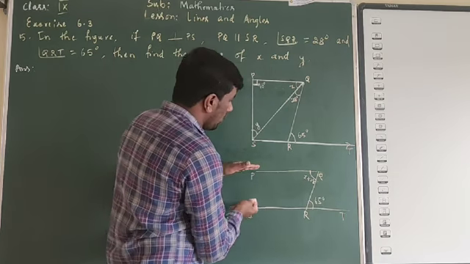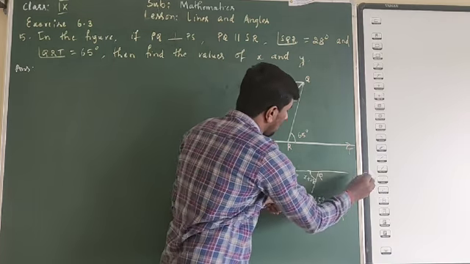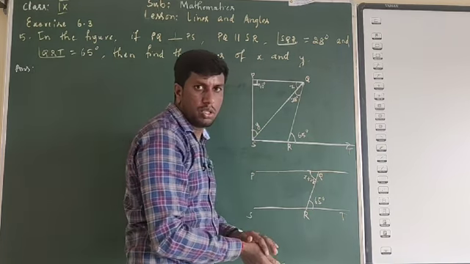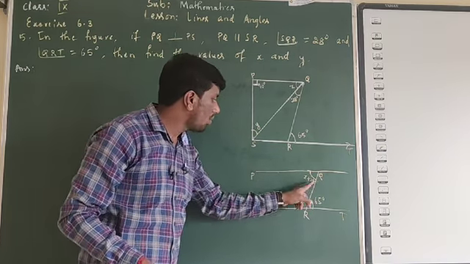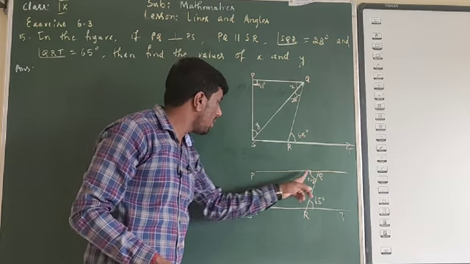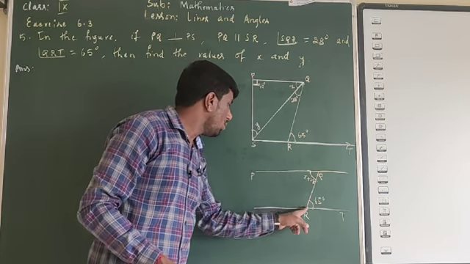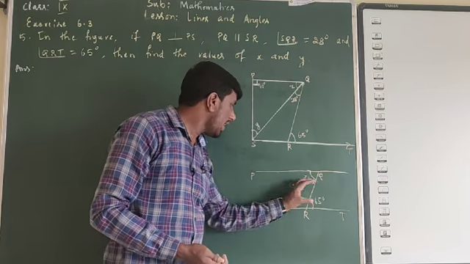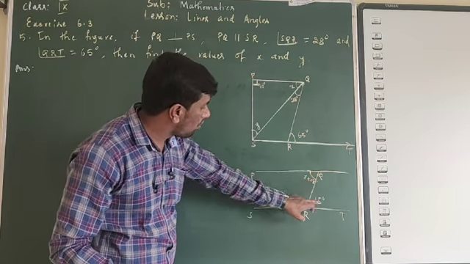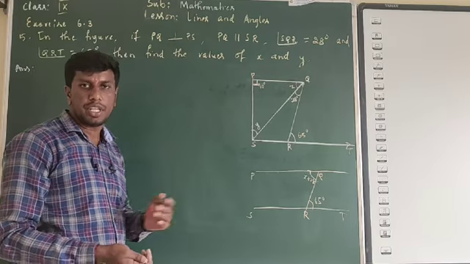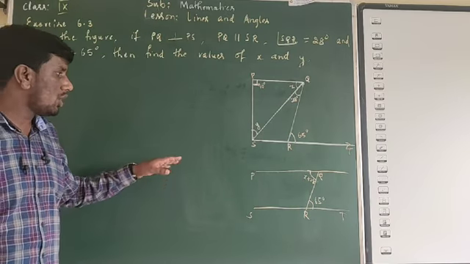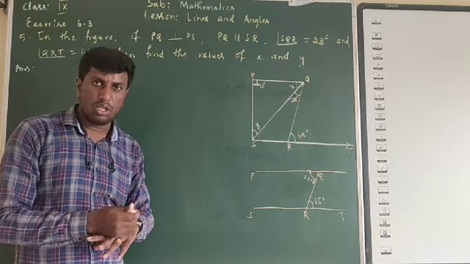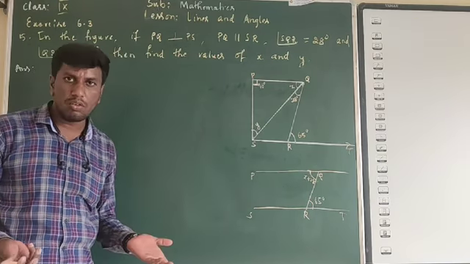Okay. Now, if these two lines are parallel, and this is the transversal, what type of angles are these two? PQR and QRT. These two angles are a pair of alternate interior angles. These are interior angles, and of course, these are alternate. We have learned that if these two lines are parallel, then a pair of alternate interior angles are equal. That means these two must be equal, right?